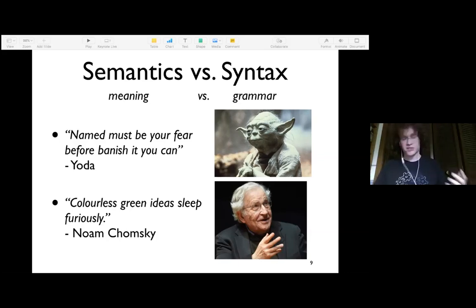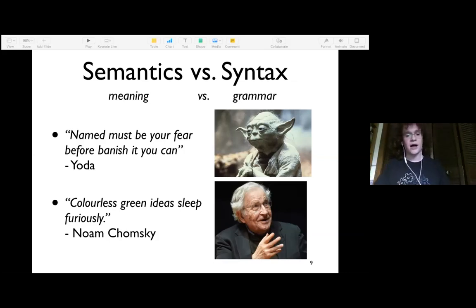for example, this is illustrated quite well by two quotes by two wise individuals. One is Yoda from Star Wars, who is famous for the way he talks. Like, named must be your fear, before banish it you can. An example of something that Yoda says. And the other quote I have here is from Noam Chomsky: colorless green ideas sleep furiously. These two sentences illustrate the distinction between semantics and syntax quite well. Yoda's sentence, named must be your fear, before banish it you can, violates the rules of English syntax. However, it has clear semantics. What Yoda is saying is that you must identify your fears before you can overcome them.